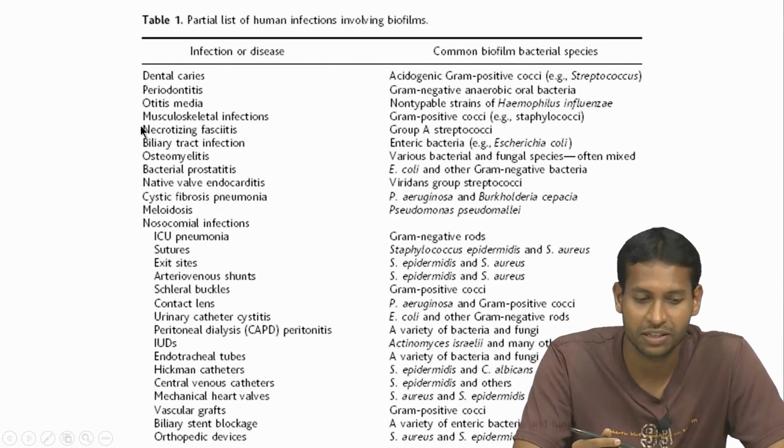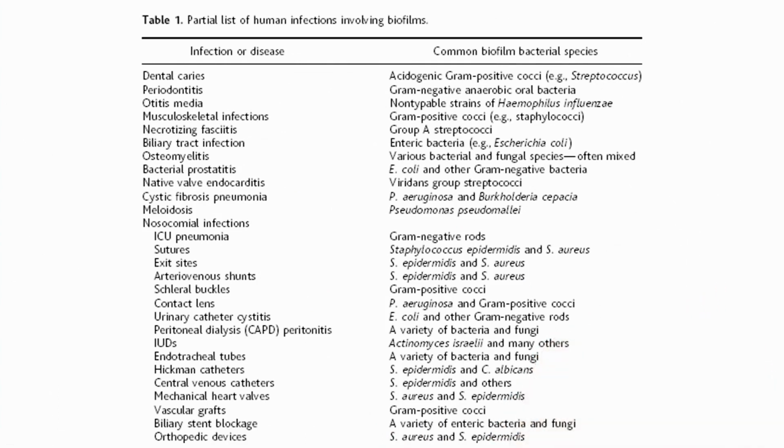Okay, so going back here, here is a partial list of human infections that involve biofilms. The previous case was just talking about infections; now we are talking about infections involving biofilms, and there is quite a long list. Some of the bacteria quite often seen are Streptococcus, Haemophilus, and E. coli, and some fungal species also come in.